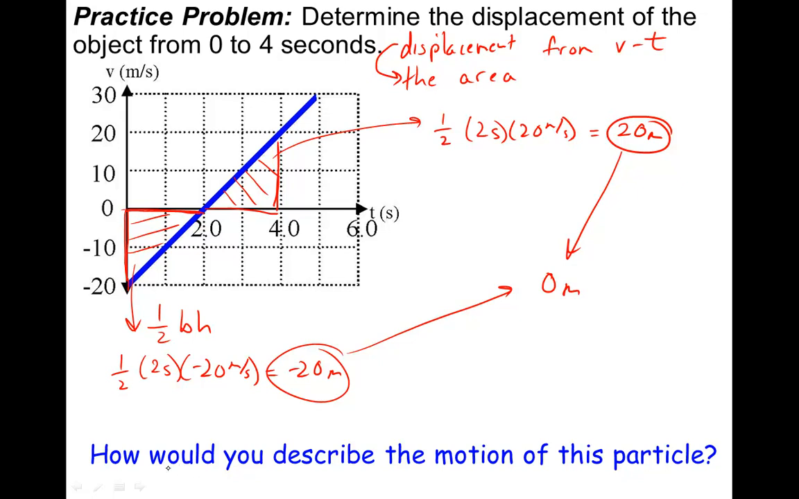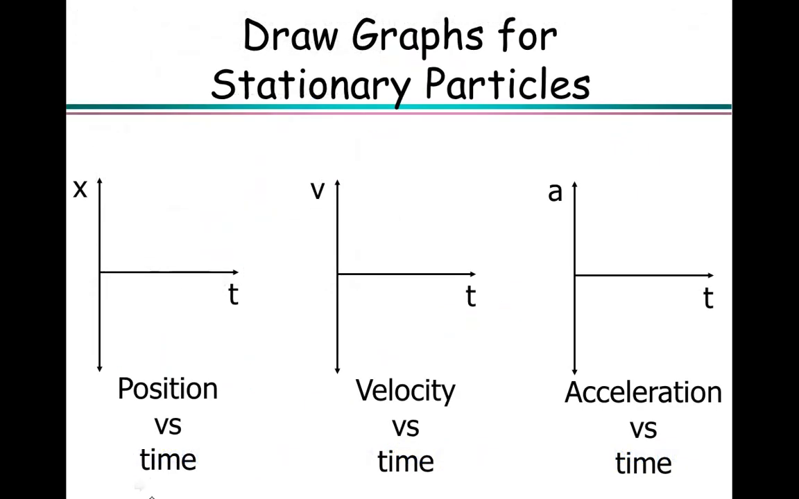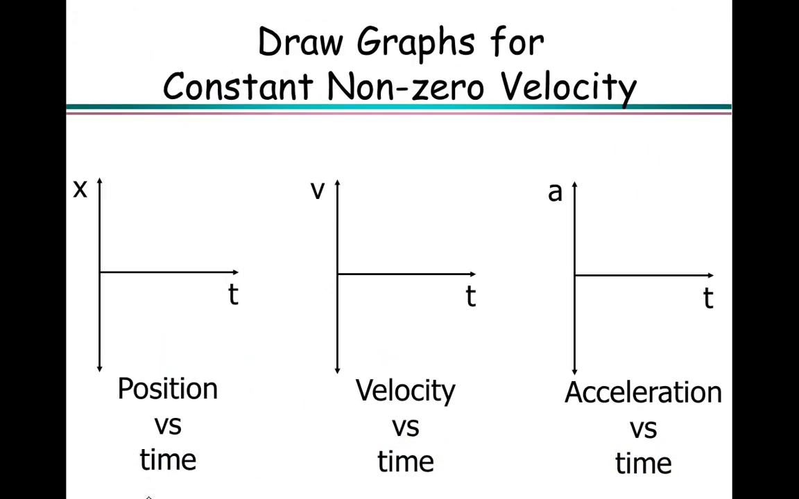This question asks here, how would you describe the motion of this particle? Well, it's got a constant slope, and the slope on a velocity time graph tells us the acceleration. So the acceleration must be constant. So constant acceleration. So in class, we're going to draw these graphs out. Save that for class time.